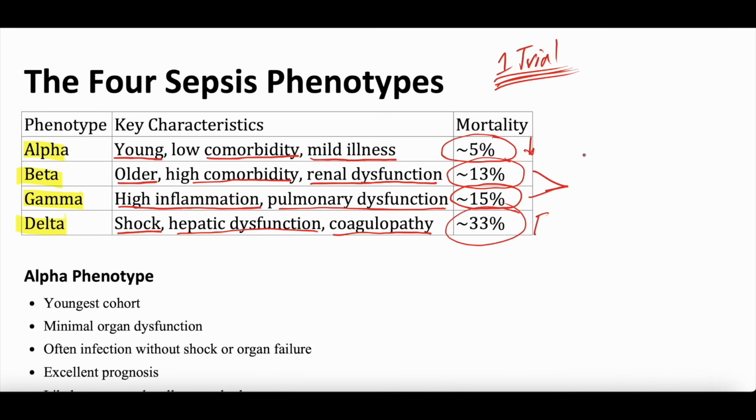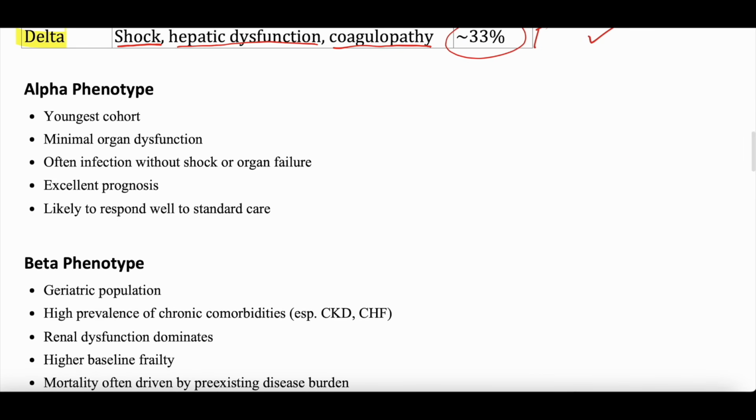Okay, and they found that these phenotypes for them were repeatable. They could identify within those patients with sepsis that they were studying which one was alpha, beta, gamma, or delta.